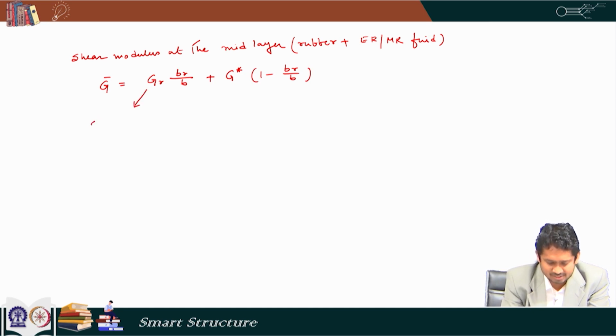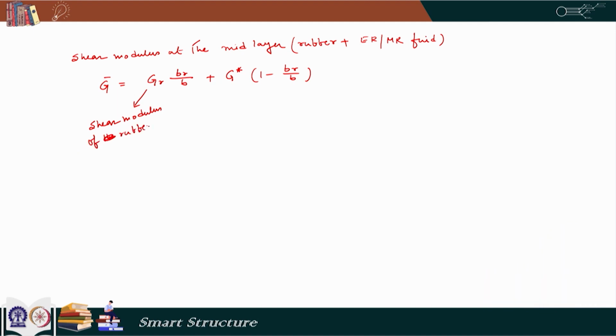So, GR is shear modulus of the rubber that is used, and G star is the shear modulus of the fluid.